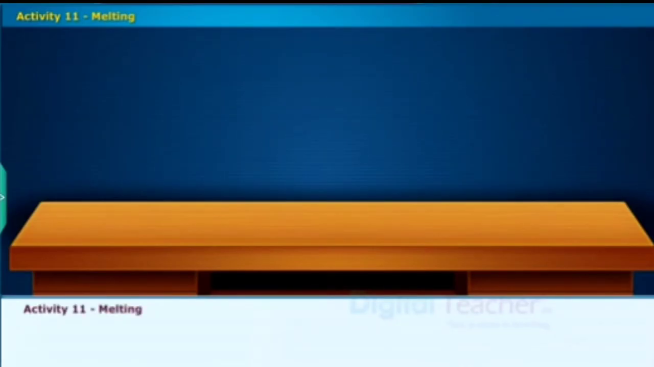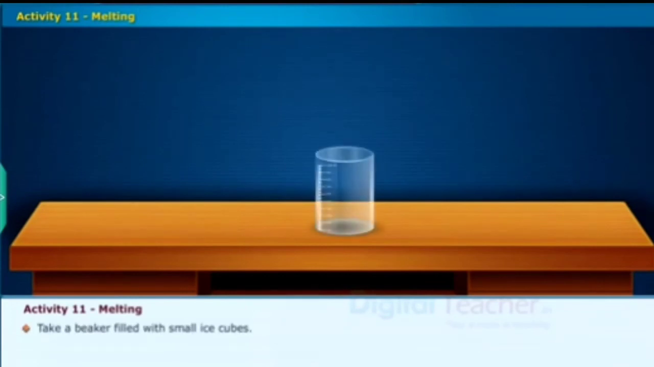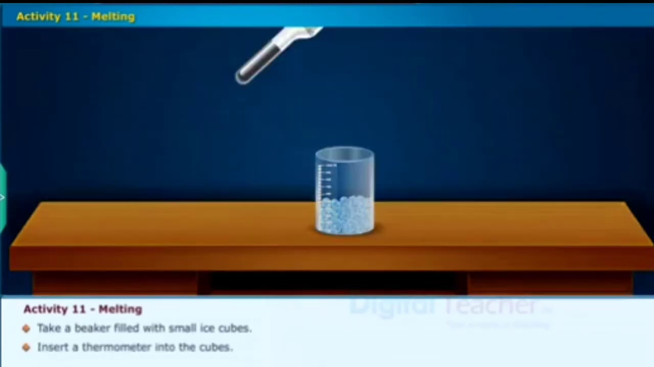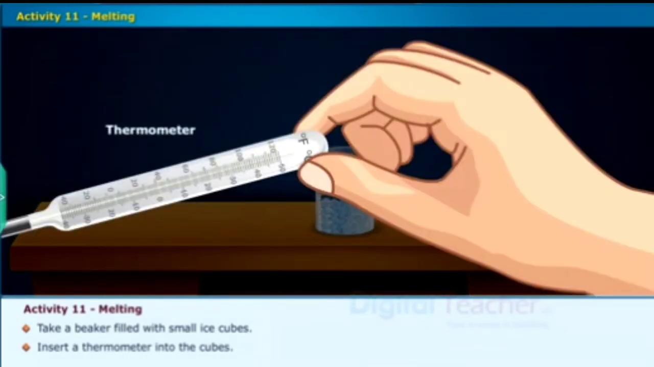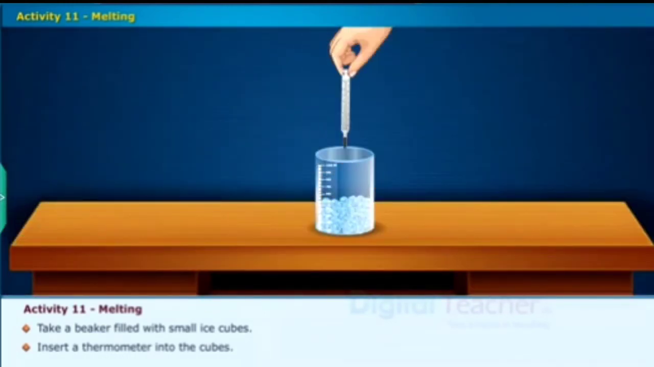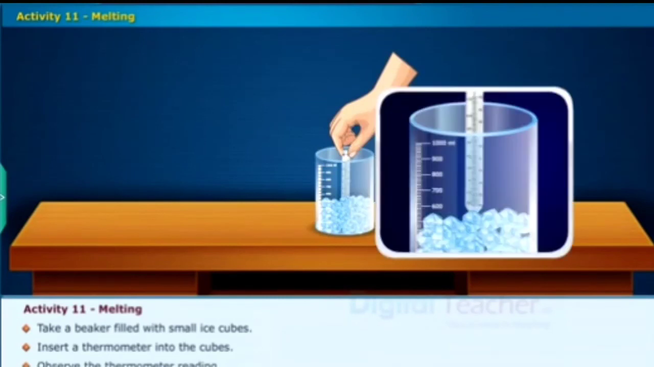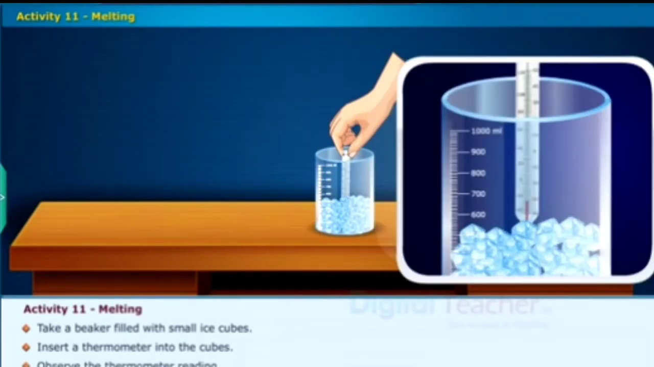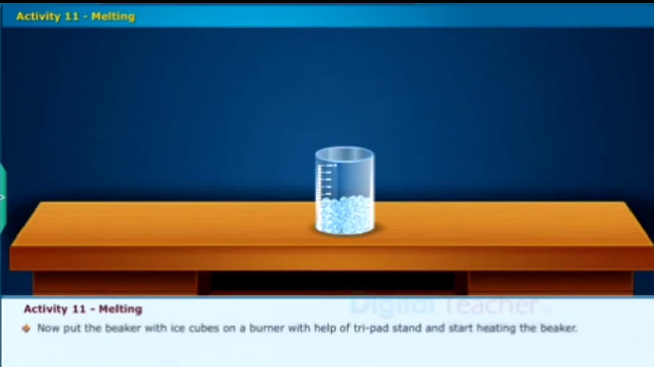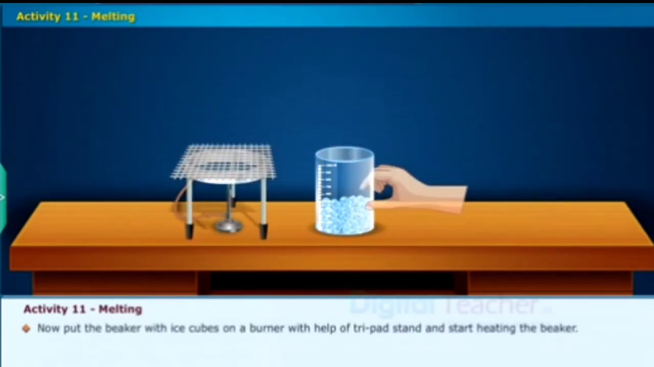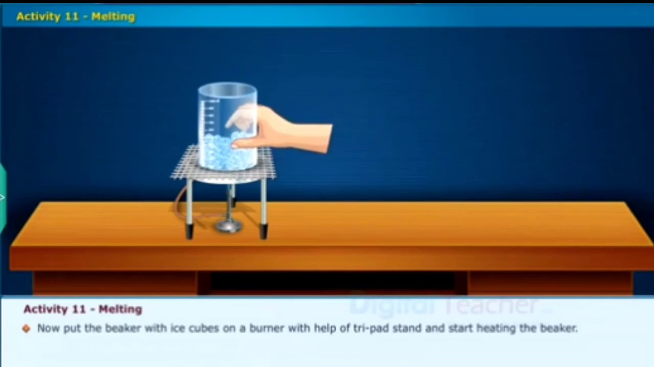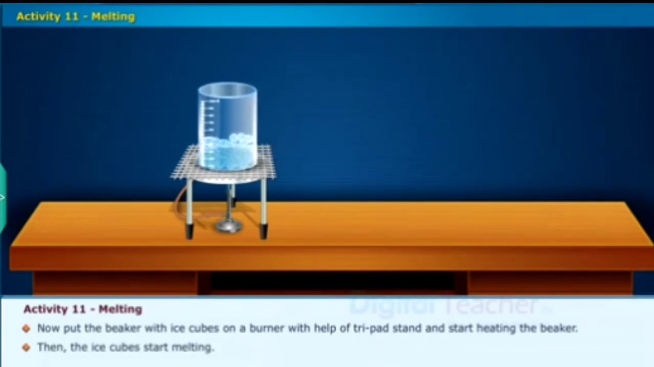Let us perform an activity for melting. Take a beaker filled with small ice cubes. Insert a thermometer into the cubes. Observe the thermometer reading. Now put the beaker with ice cubes on a burner with help of a tripod stand and start heating the beaker. Then the ice cubes start melting.